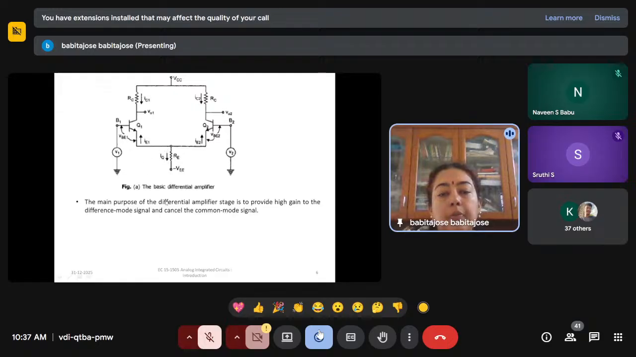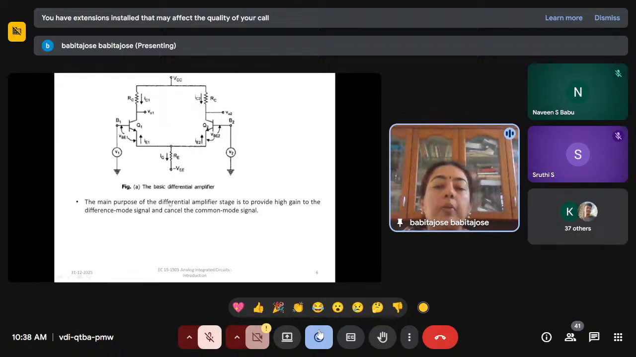So the main purpose of this differential amplifier is to provide high gain to the difference mode signal. So you have two inputs, V1 and V2. So it amplifies the difference between the two input signals, V1 and V2, and cancels the common mode signal. Common mode in the sense when you have the same input signal at the base of both the terminals.